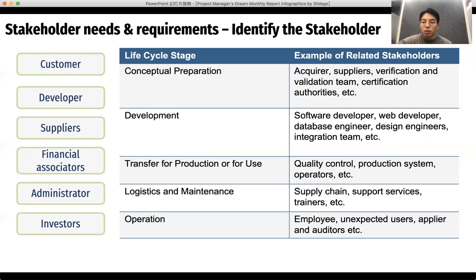And in the development part, there are developers and administrators engaged in this process. In the transfer and product use stages, managers step in to do the controlling things. And in the last operation part, there are stakeholders such as employees and unexpected users, for instance those people who do the testing, the whole control, the whole administration, and also appliers and auditors, etc.